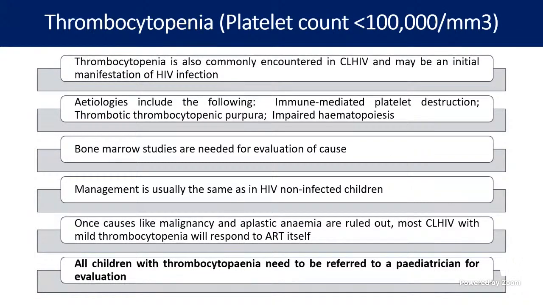Then we will see about thrombocytopenia. Thrombocytopenia, how do we define it? Platelet counts are less than... Anybody? Platelet count less than? All are sleeping. Platelet count less than 1 lakh. It is written so very clearly. Okay. So it can be as simple as a manifestation of HIV infection also.